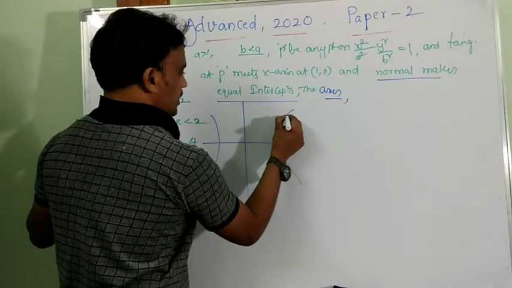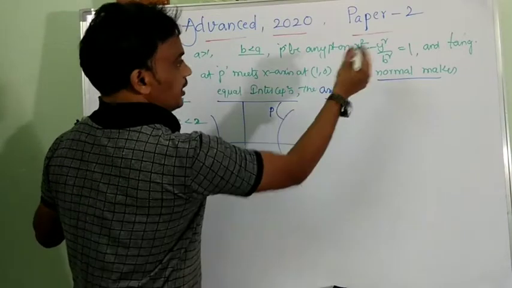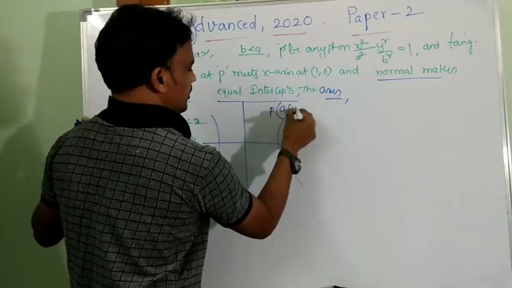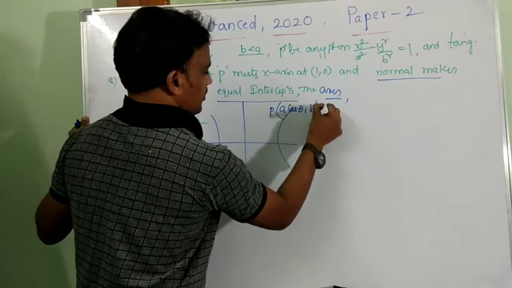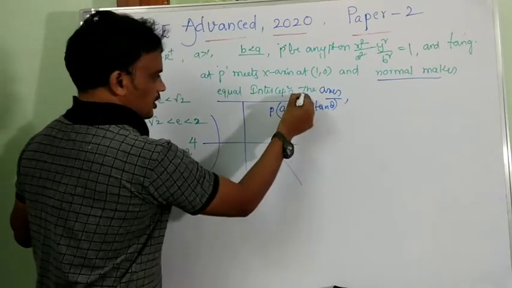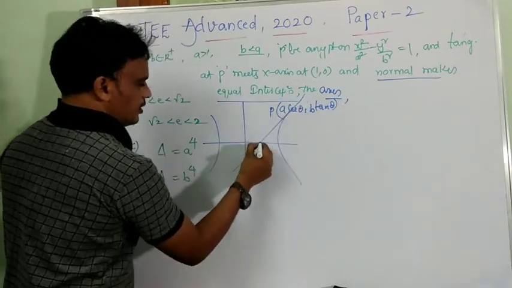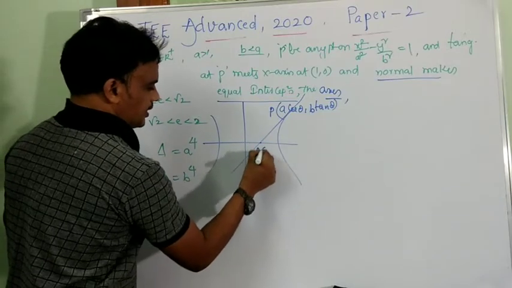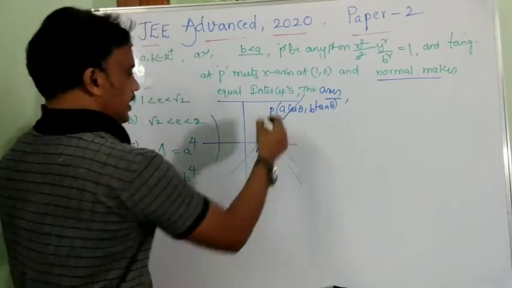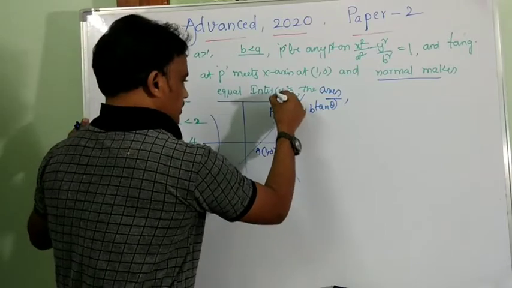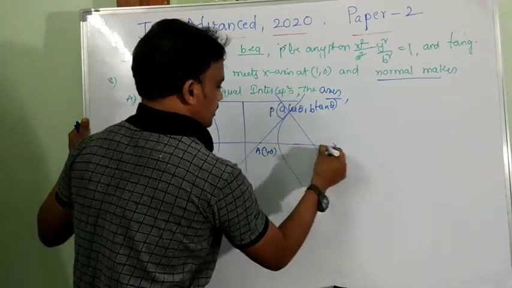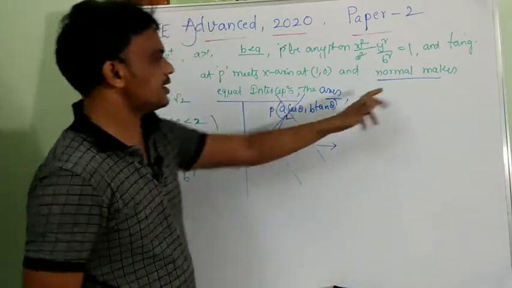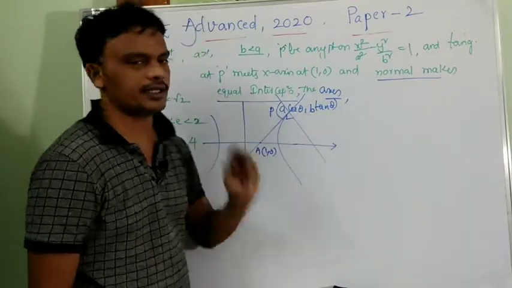So let us take P as any point. Better to take it in parametric form: a secant theta, b tan theta. This will be the tangent, which meets the x-axis at (1, 0), and this will be the normal at the point. And one condition: the normal makes equal intercepts.